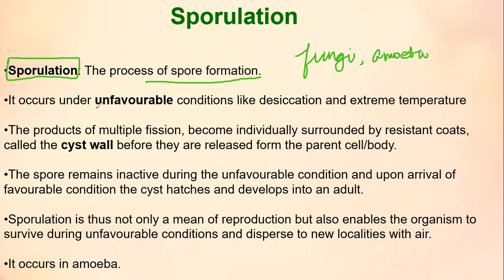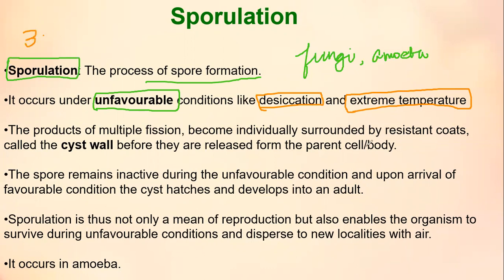And where does sporulation mainly occur? It occurs during unfavorable conditions, such as desiccation and extreme temperature. You can have the process of sporulation, which is a mode of asexual reproduction. This is the third mode of asexual reproduction.